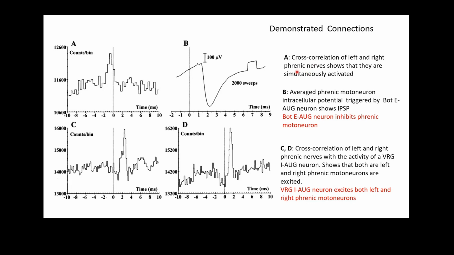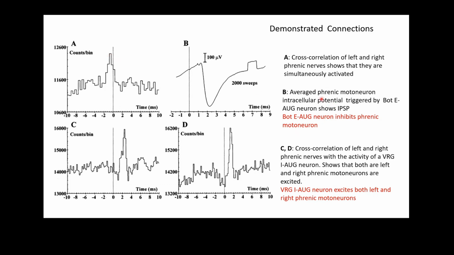Well, cross-correlation of left and right phrenic nerves shows that they are simultaneously activated. So both of them have an increase in their firing at time roughly zero. It's slightly off because there's a transmission delay from one side of the spinal cord to the other. These are milliseconds here, very short. So we know that they have excitatory connections from the medulla that excite both left and right neurons at once. So that means that the transmission from the medulla is going to both sides. It's descending axons ipsilateral as well as descending contralateral.